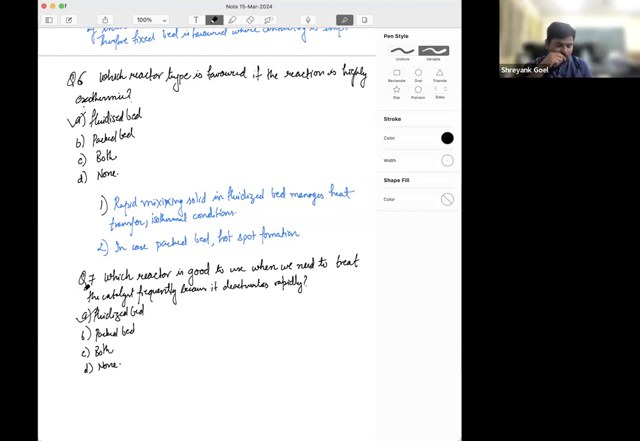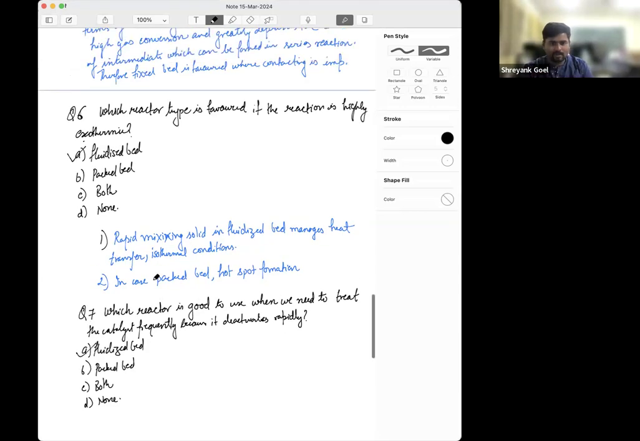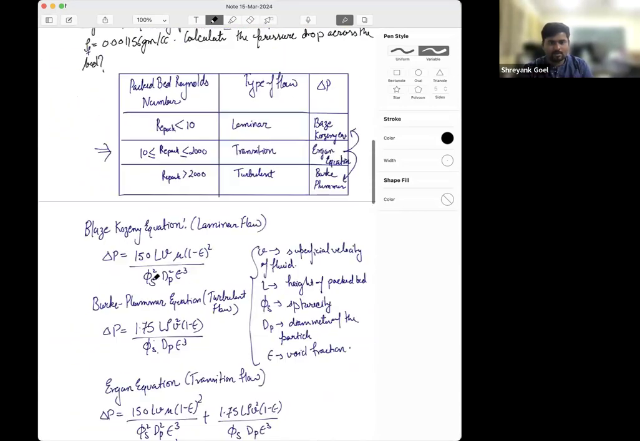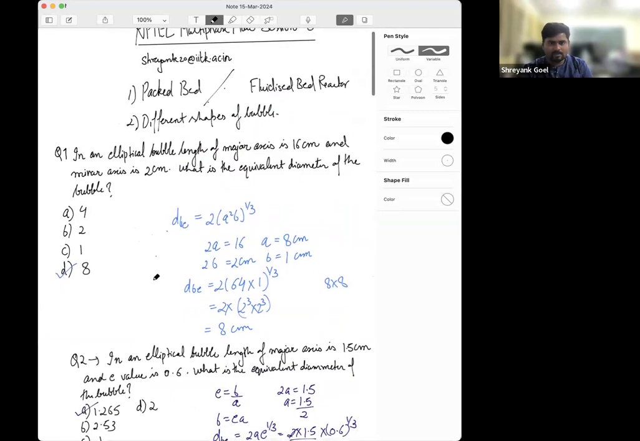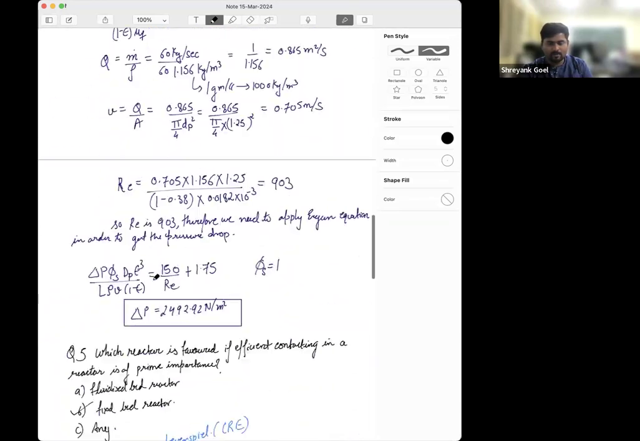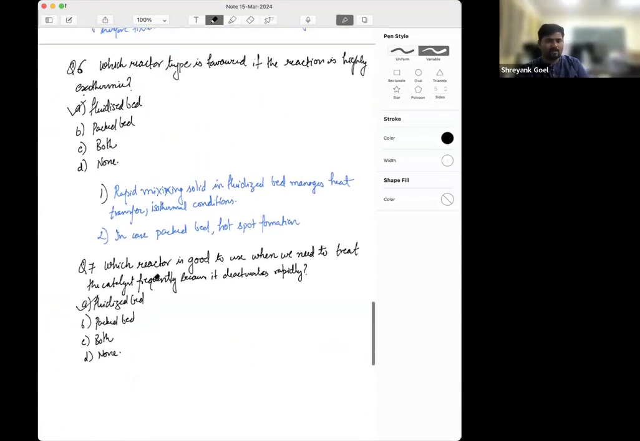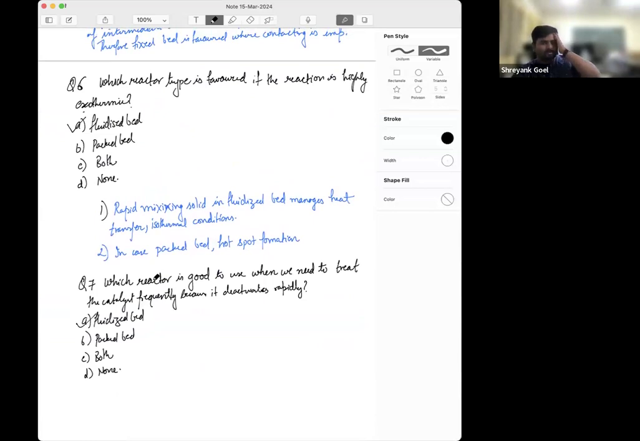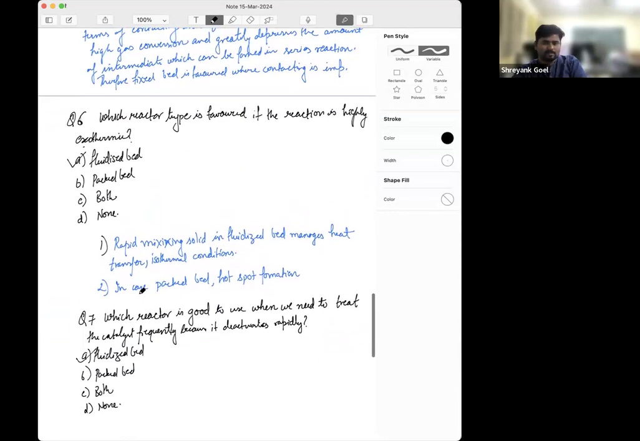Okay, so all these things are there. If you are having any particular doubt, you can ask. But I think this is enough based on the week 8 discussion. The last question is very straightforward: why do we want a fluidized bed? So that is easy. If you are having any more questions, you can ask. Otherwise, we'll wrap up this session.